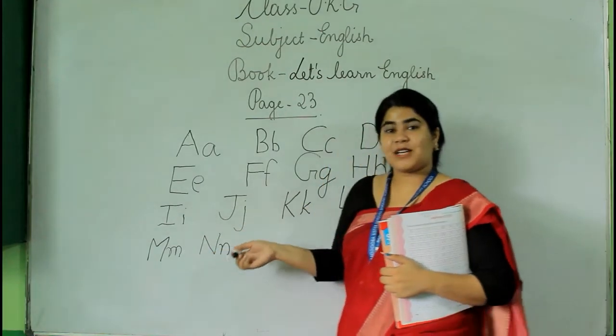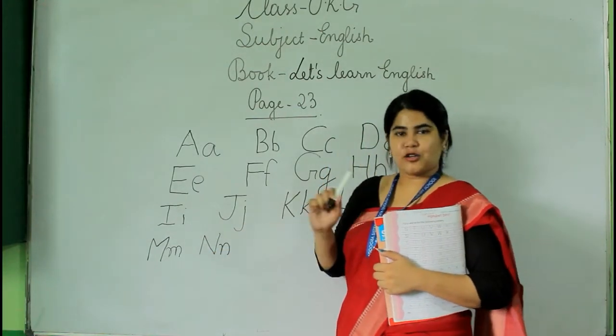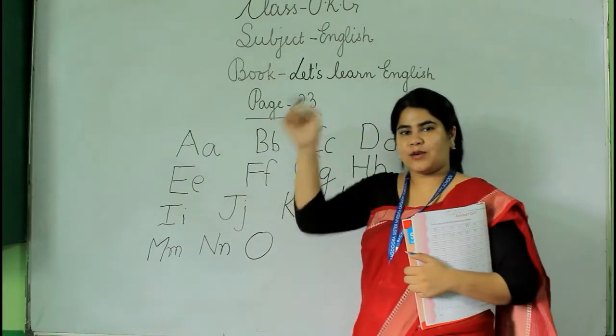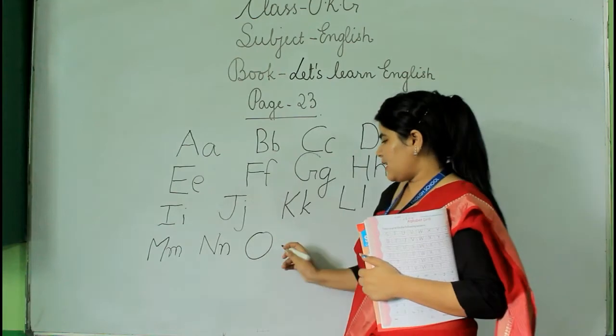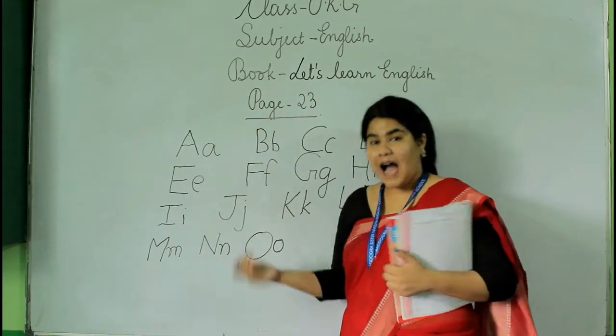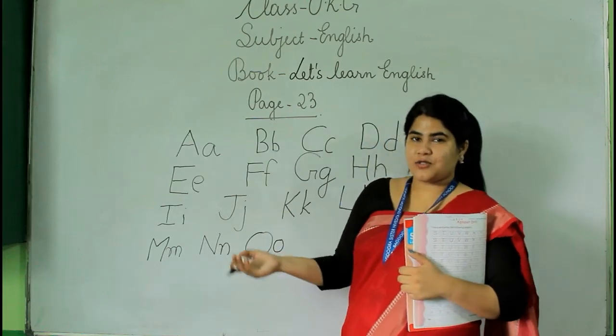Then what comes after N? P? No. O. O is very easy, only a circle. And for small letter also, you will be doing a small circle. O is for owl, O is for ostrich.